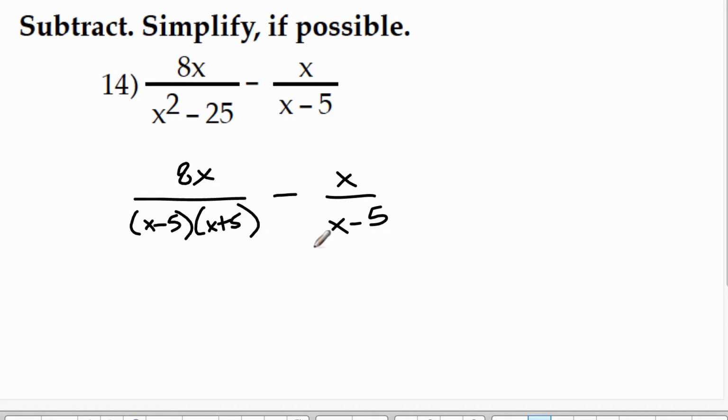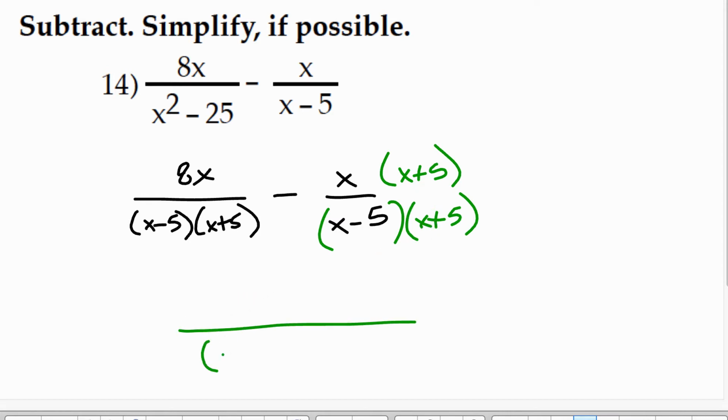Now, to get the common denominator, this one has an x minus 5, so does this one. This has an x plus 5, but that one doesn't. So I need to multiply both top and bottom by whatever this one doesn't have. So it doesn't have an x plus 5. So I'll do that on the top and the bottom. Now they both have the same denominator. I can write them all over that denominator, x minus 5, x plus 5.